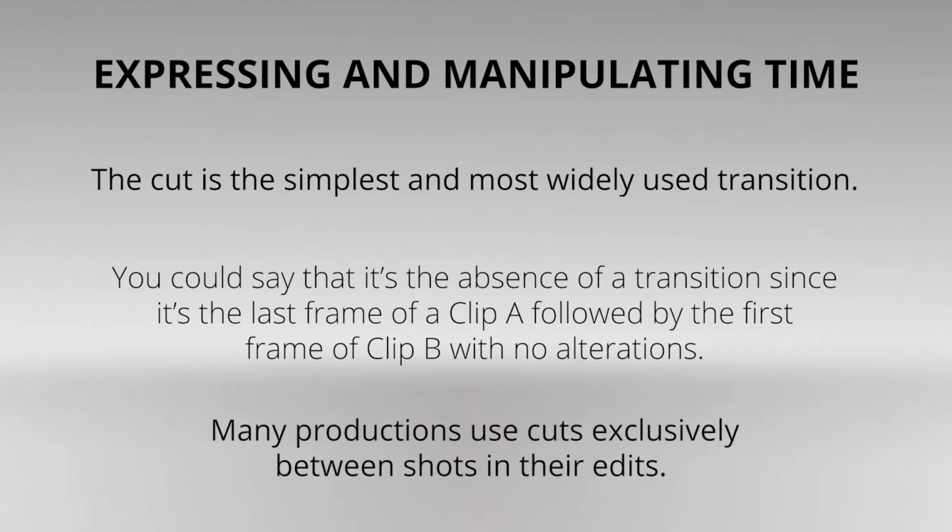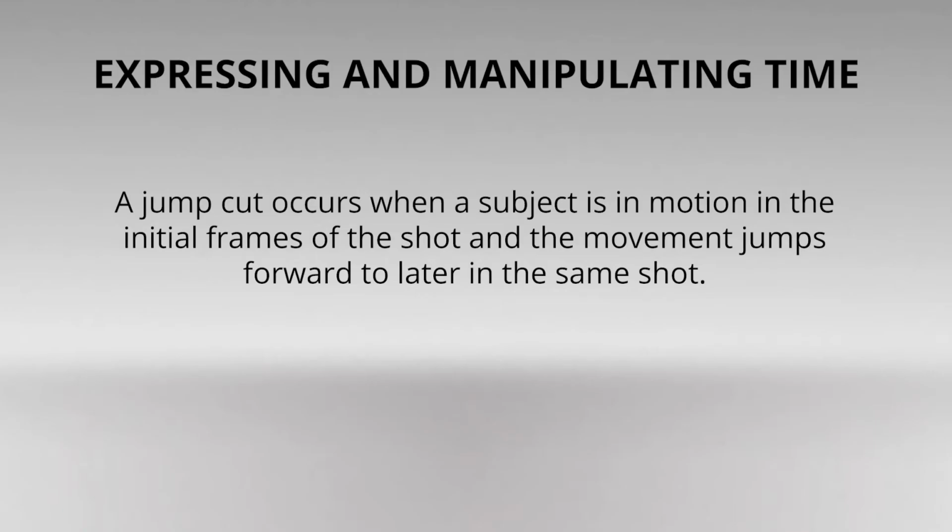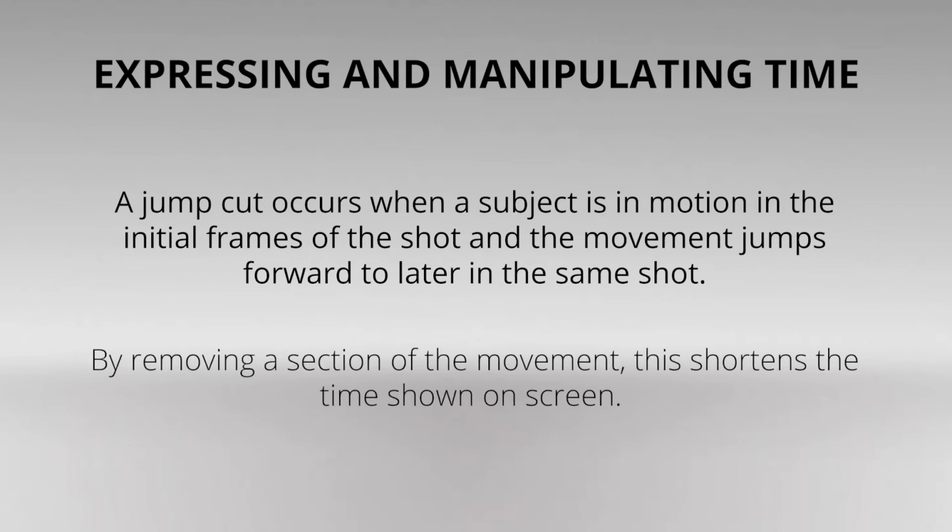Many productions use cuts exclusively between shots in their edits. Cuts are so common that they often go unnoticed by the audience. A jump cut occurs when a subject is in motion in the initial frames of the shot and the movement jumps forward to later in the same shot. By removing a section of the movement, this shortens the time shown on screen.